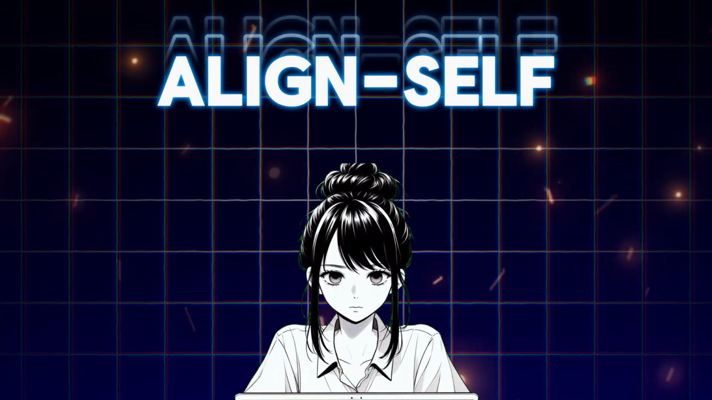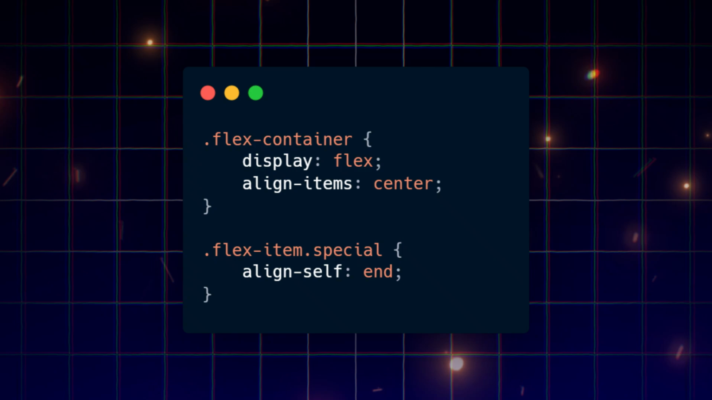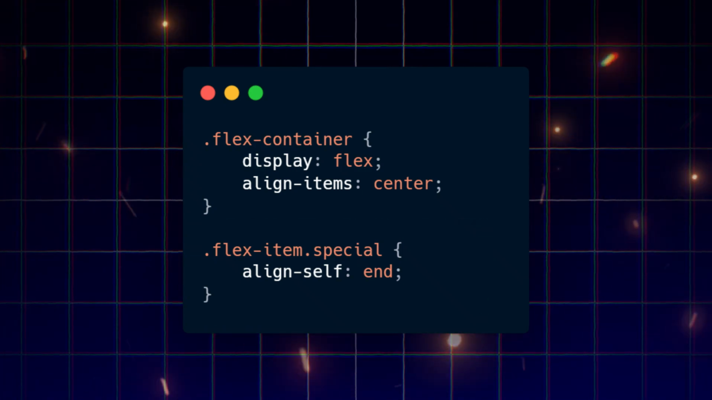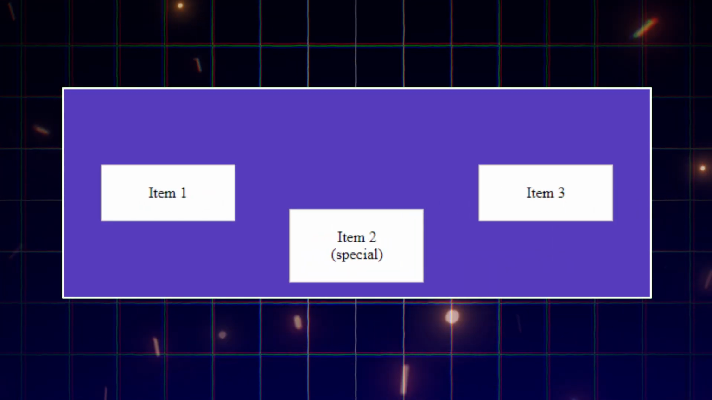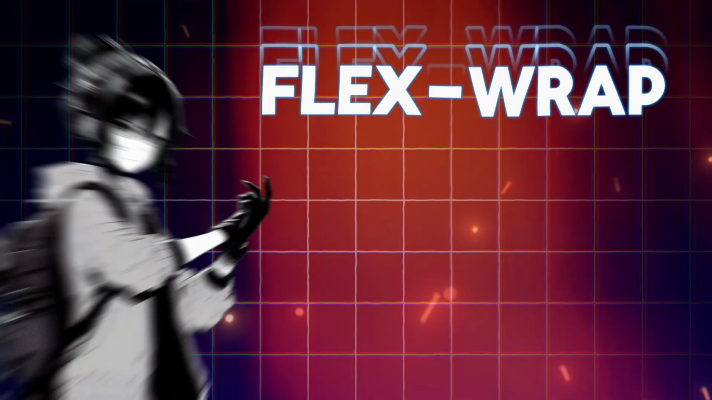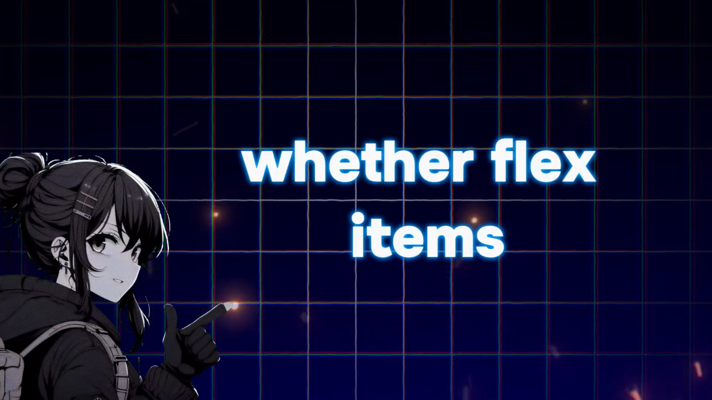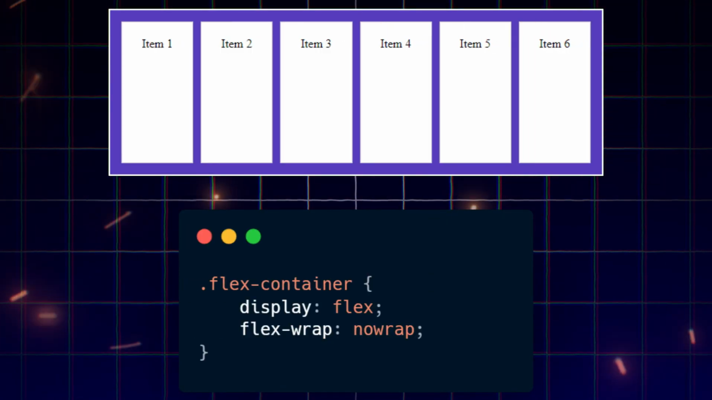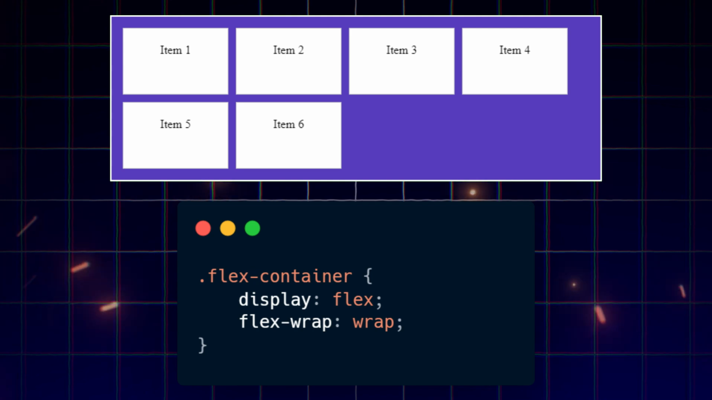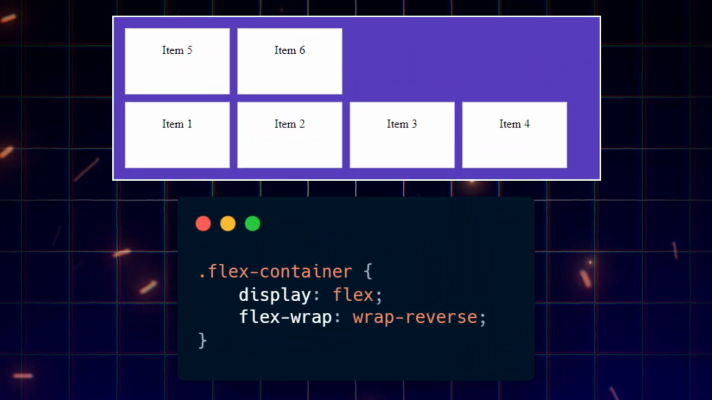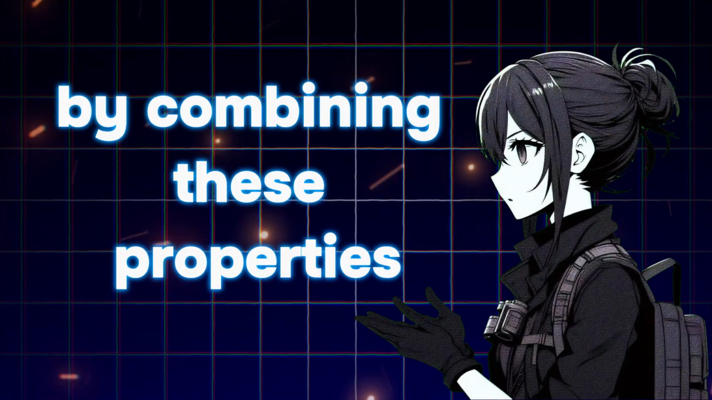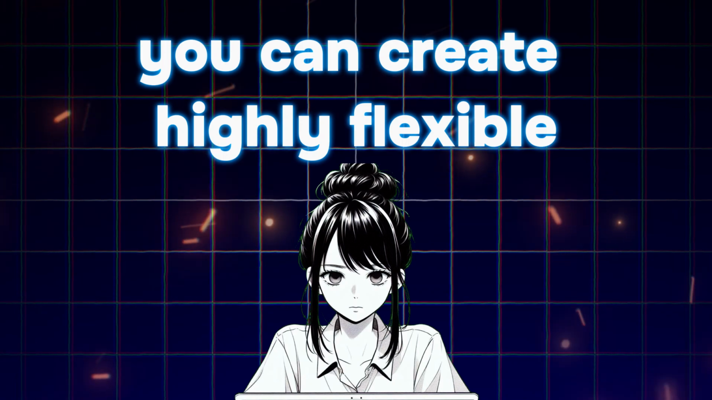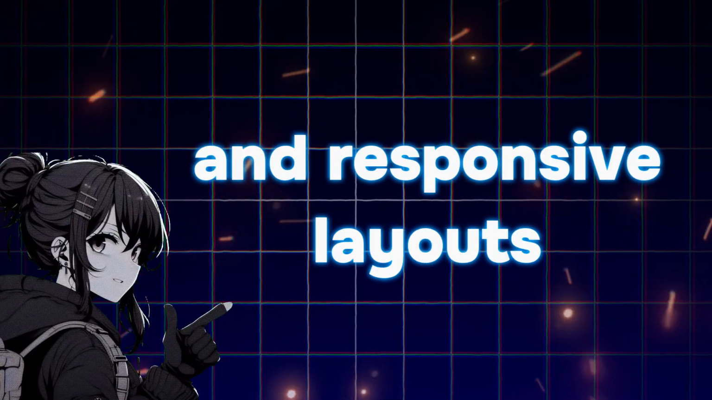The align self property allows you to override the align items value for individual items, providing greater control over alignment for specific items. The flex wrap property controls whether flex items are forced onto one line or can wrap onto multiple lines. Wrap reverse does the same but in reverse order. By combining these properties, you can create highly flexible and responsive layouts.